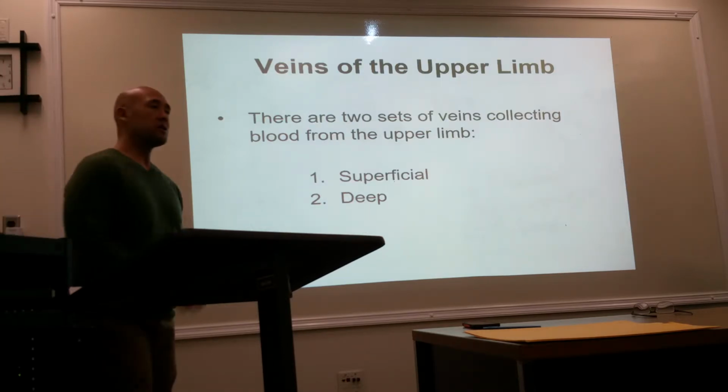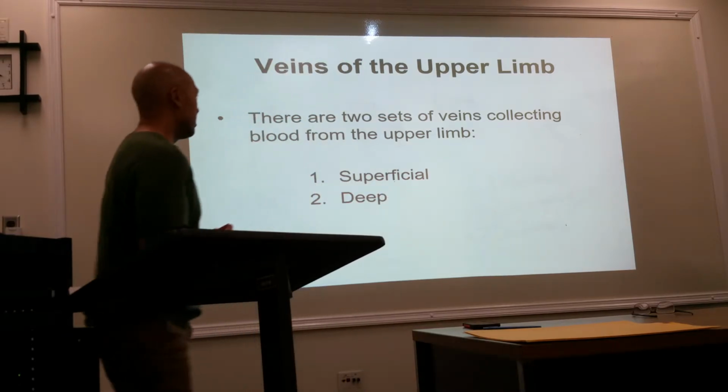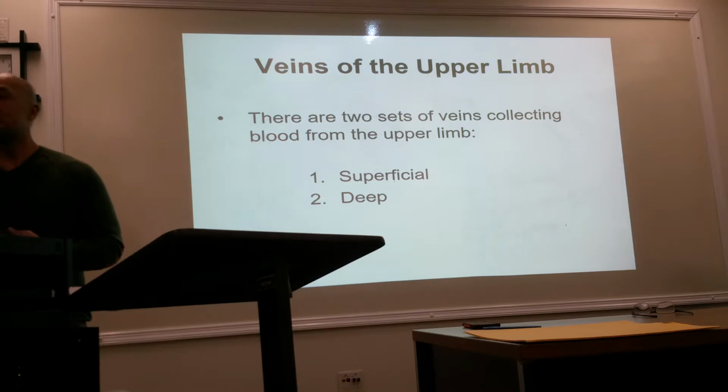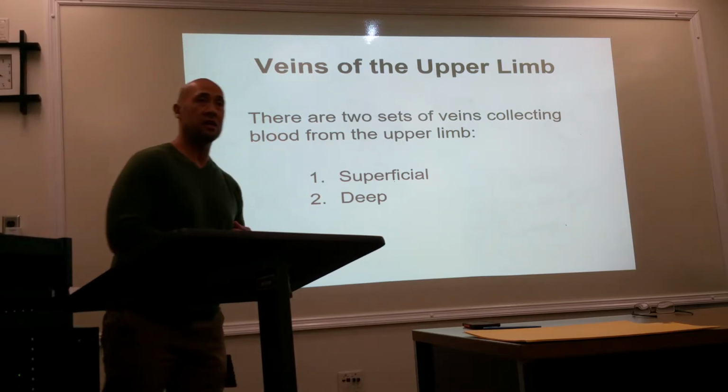All right, since we are concerned with veins of the upper limb, that's what we're going to be talking about now. So there are two sets of veins collecting blood from the upper limb. One is superficial, the other is deep.